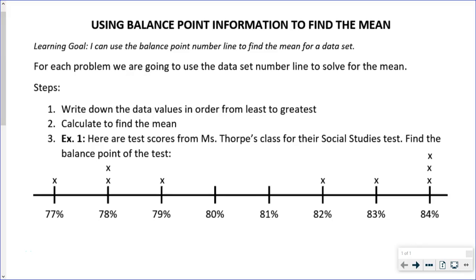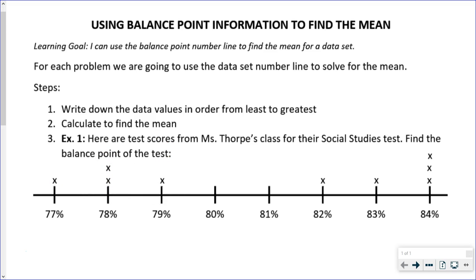Alright, so let's talk about using the balance point information to find the mean. When you have a smart board, it's nice and easy to start dragging stuff over, but when you don't, you end up with either a pencil or a pen. In the first example, you have to cross this off, move it over, then cross it off again, slide it over again. That is extremely tedious work to do.